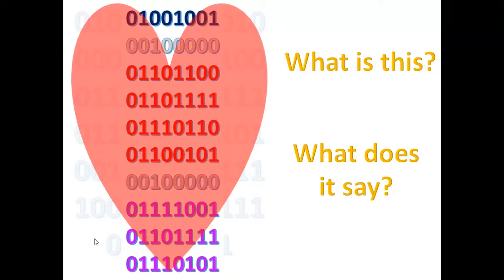This is the binary code for I love you. So this top black one is the code for I, space, L-O-V-E, space, Y-O-U. This is how computers tell each other that they love each other.